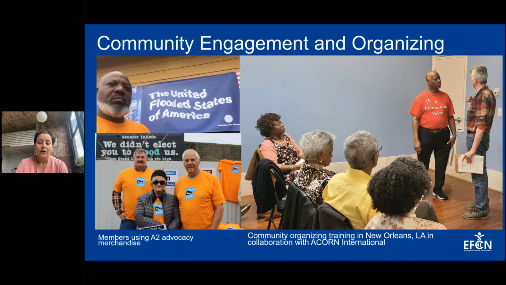And on the right picture, you see community organizing training. This one took place in New Orleans, Louisiana. We had 6 of these in-person trainings with Acorn International. They're a community organizing nonprofit that we've partnered with. And these trainings were focused on how to build a successful campaign and traditional organizing techniques like door knocking or distributing flyers and things like that to build support for a community organization. So next slide.